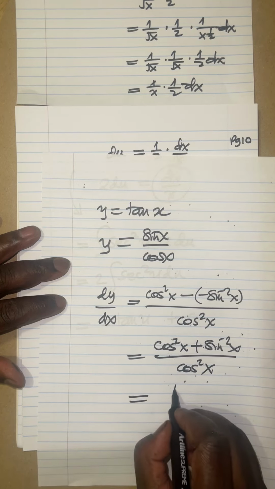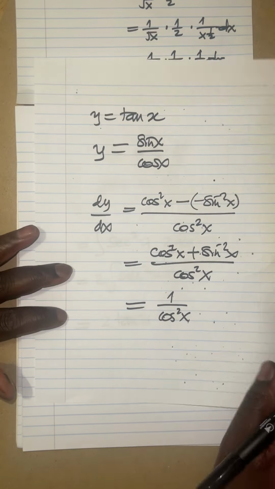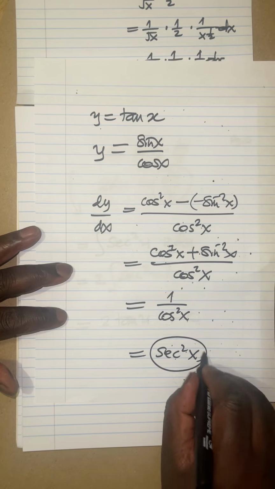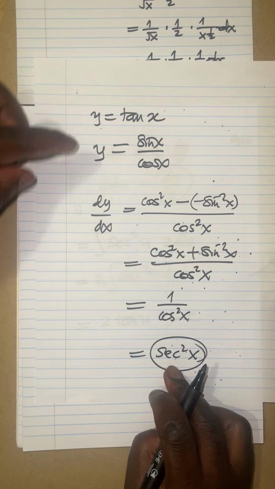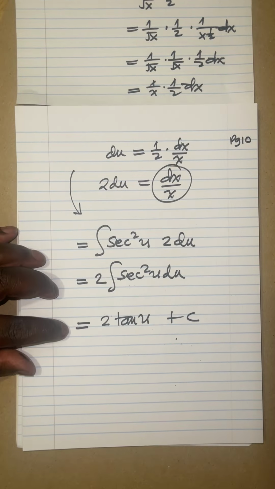What is the numerator there? 1 over cos squared x. What is 1 over cosine? Secant. So this is actually sec squared x. So yes, the integral of this must be tan, because derivative of tan equals this. So here we go, that's our final solution.